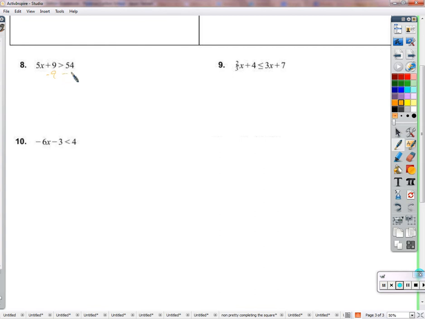We'll subtract 9 from both sides. 5x is greater than 45. Sorry, 5x is greater than 9.